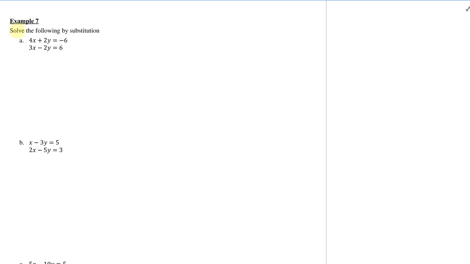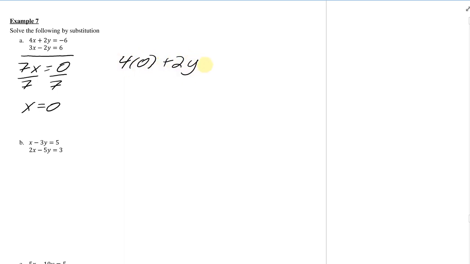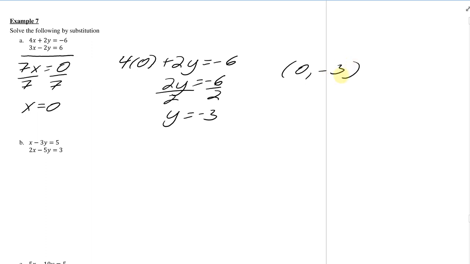So this one's all ready to go, so I can actually just go ahead and add straight down. I'm just going to put a line right here, and this becomes really 7x equals 0. So if I divide both sides by 7, I'll get x equals 0, because 0 can totally be on top. And now I'll just plug this back into either one of the equations. I'm going to plug it into the first equation. So I get 4 times 0 plus 2y equals negative 6. So I get 2y equals negative 6. Divide both sides by 2 and you get y equals negative 3. So my solution will be 0, negative 3.